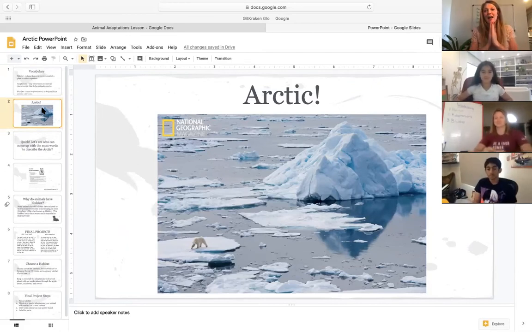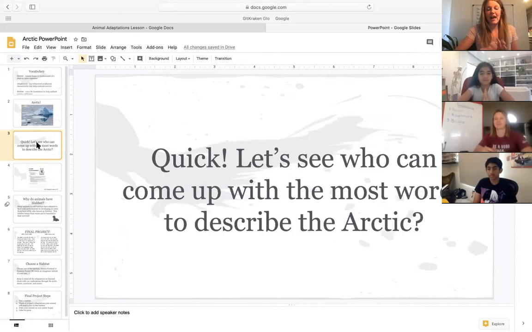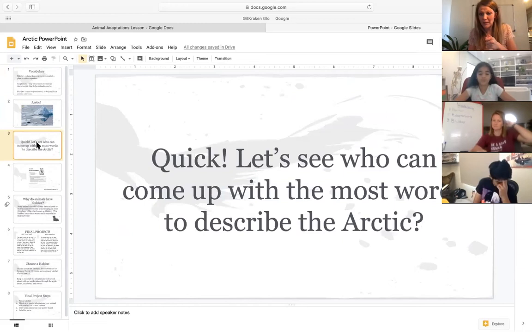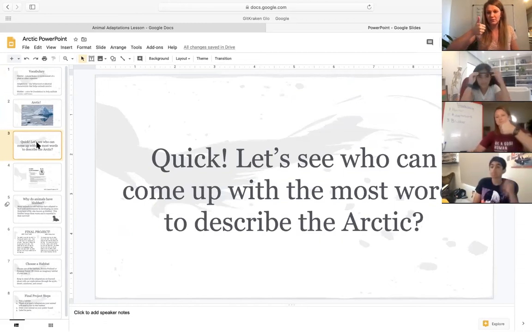I am going to put 1 minute on the clock, okay? Everybody has 1 minute. During that minute, I want you to think of every word that you can that you associate with the word Arctic, okay? So that could be animals that you know that live there. That could be characteristics of the habitat, okay? Does everybody understand the game? Thumbs up if you do.